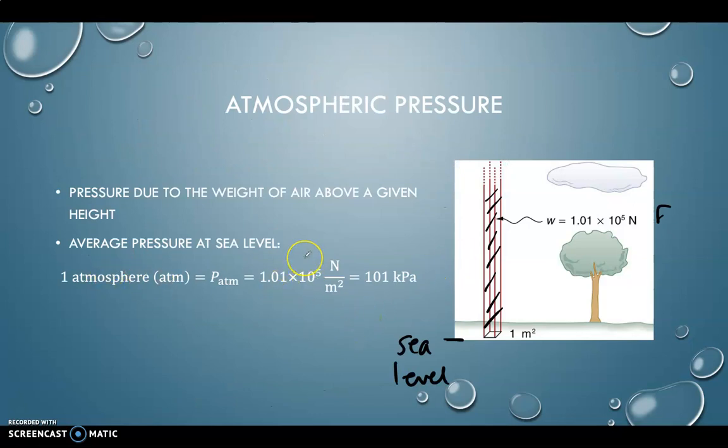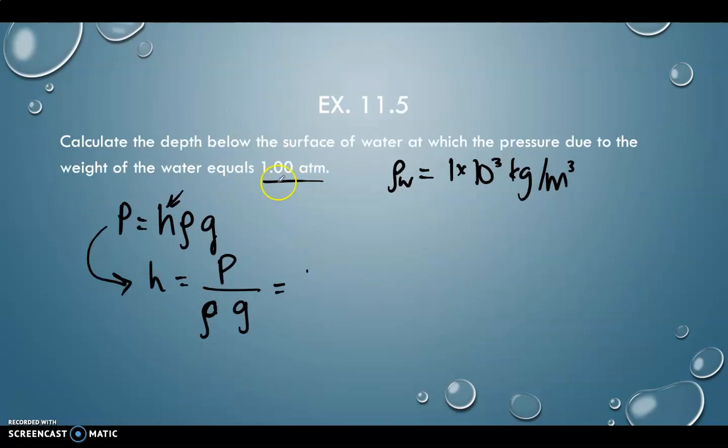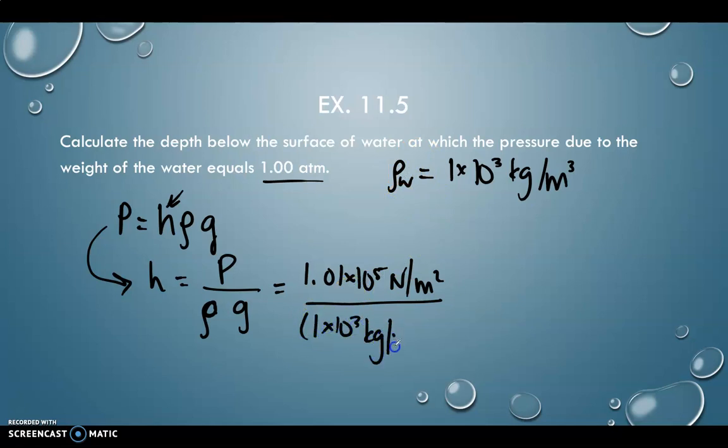So 1 atmosphere is just going to be 1.01 times 10 to the 5th, like we used in our last example, and this is in newtons per meter squared. Okay, so then we have our density, 1 times 10 to the 3rd kilograms per meter cubed, and our acceleration due to gravity, meters per second squared. Okay, so we can put that into our calculator as well.